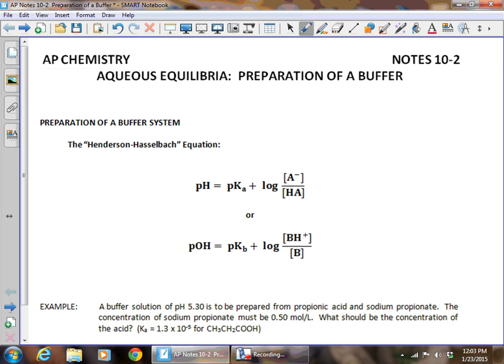Today we want to talk about how we would prepare a buffer solution. When I do problems that involve preparing buffer solutions, I like to use the Henderson-Hasselbalch equation. It looks like this for an acid, and like this for a base. If we want a buffer of a specific pH, we're going to use the equation that takes the negative log of the equilibrium constant plus the log of the concentration of the salt ion that is part of the weak acid and the weak acid.